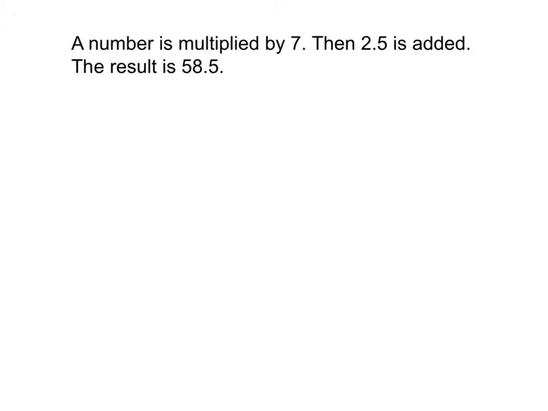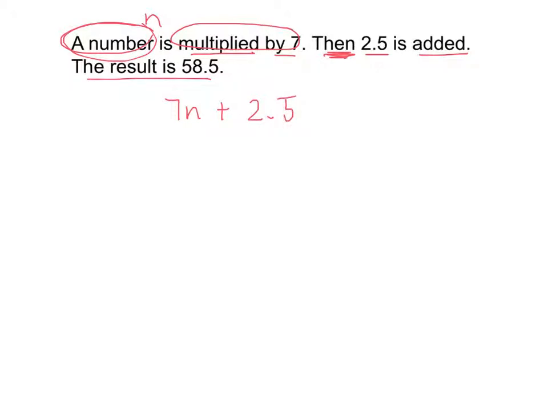Okay, so this one says that a number, once again unknown, is multiplied by 7, then 2.5 is added, and the result is 58.5. So how do I show a number being multiplied by 7? Let's call this n again. 7n. Then after that's multiplied, we add 2.5. Good. And the result, so the answer, is equal to 58.5.